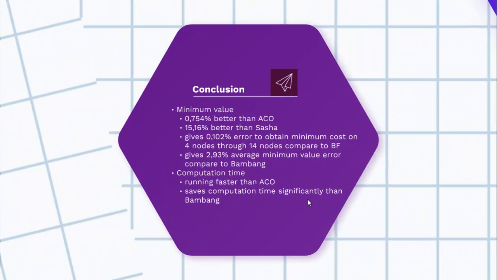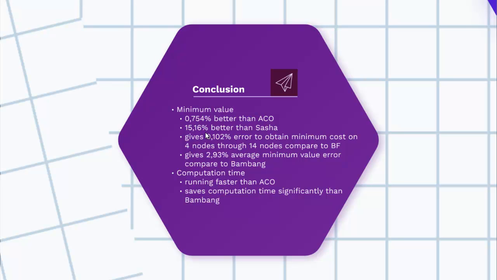Conclusion. From this experiment, we can conclude that the proposed algorithm achieves better solution to get the minimum value. It is 0.754% better than ant colony algorithm, and then 15.16% better than Sasa.